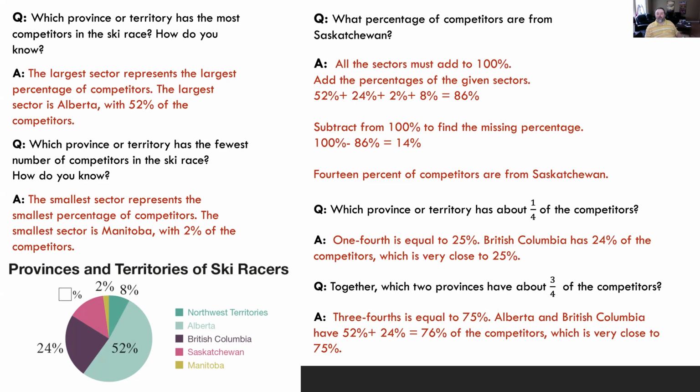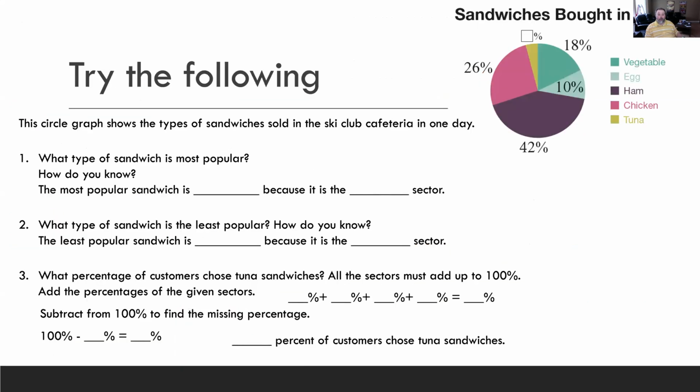So I'd say 3/4 of the competitors come from Alberta and British Columbia. Sorry, not Saskatchewan. All right, so here's something for you to try. Here's three questions based on this graph for you to give a try. I'd say pause the video and just jot down your answers on a piece of scrap paper or something, and then we'll come back and we'll take it up.